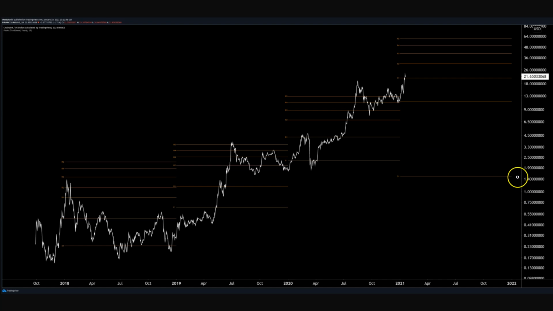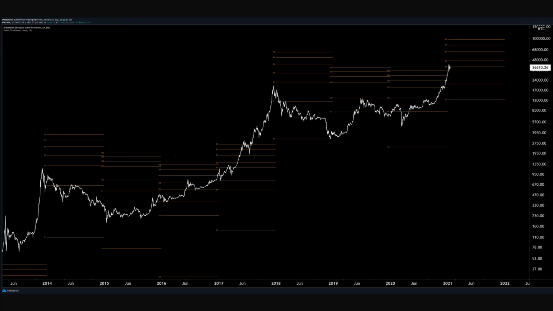Do I think Link's ever going to go back to $1.50? Probably not anytime soon. That's probably the doldrums of the bear market. Link at 1.50 is kind of like looking at BTC at 3K from 20K, right? Like that's the ultimate bear target.